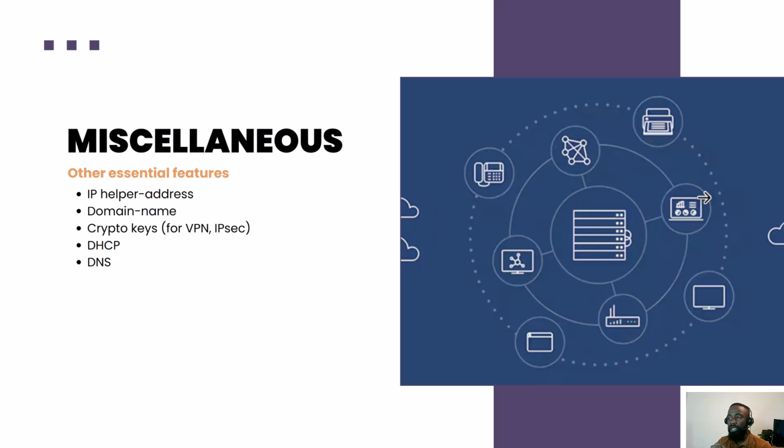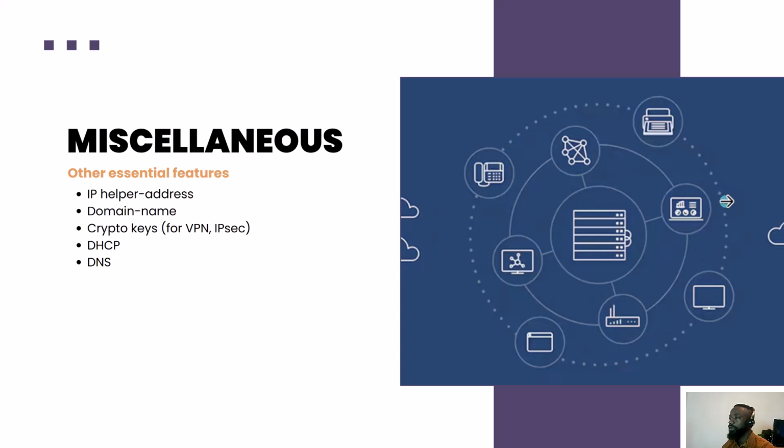Domain names, obviously, you know what domain names are for: translating between IP addresses and domain names. Crypto keys for VPN, IPsec, SSL traffic, and things like this. You need to ensure that you understand how crypto keys work and how to configure and maintain them on various devices or platforms. DHCP for issuing IP addresses, and then DNS as well.